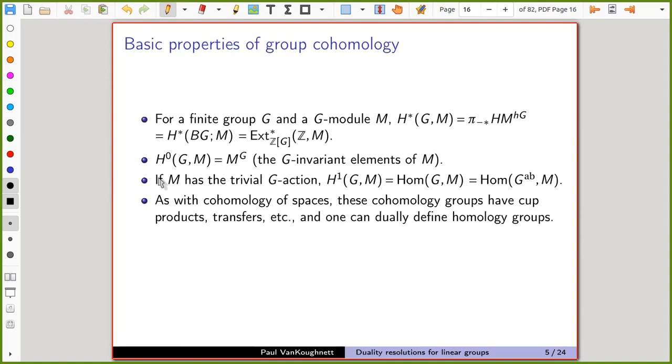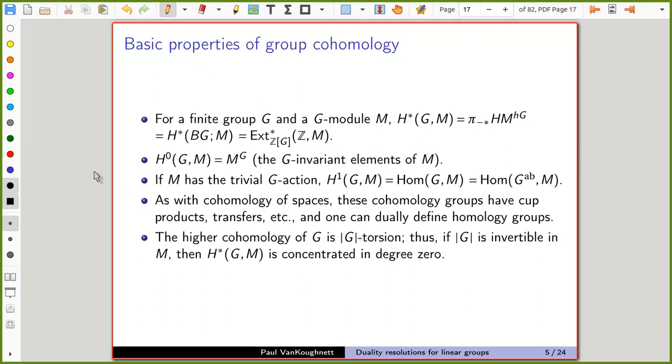Since these are a particular example of cohomology of spaces via this definition, they have all of the same structure that cohomology of spaces has. So if you take the right coefficients, you get cup products, you have transfers, you can define homology groups, there are Steenrod operations, et cetera, et cetera. And finally, the higher cohomology of a group is torsion to the order of the group. By higher cohomology, I mean degrees greater than 0. So if the order of the group is invertible in the module, then, at least for finite groups, the cohomology of G with M coefficients is concentrated in degree 0.